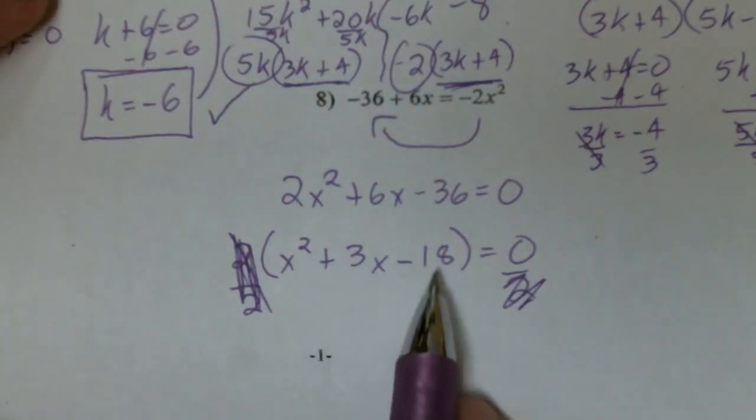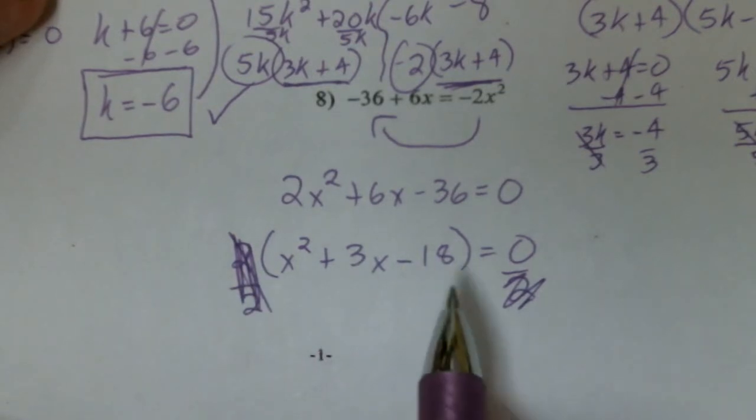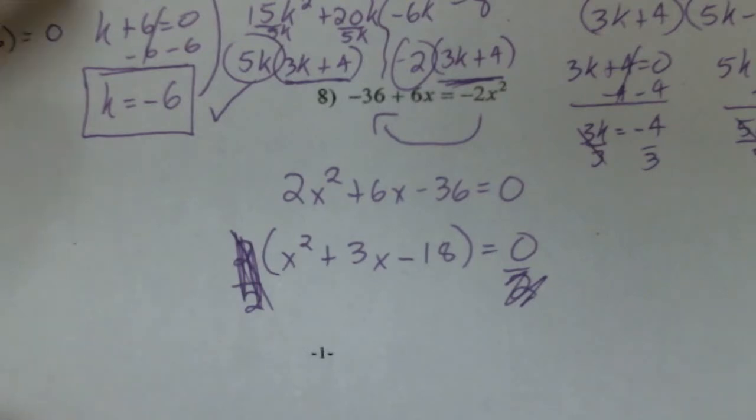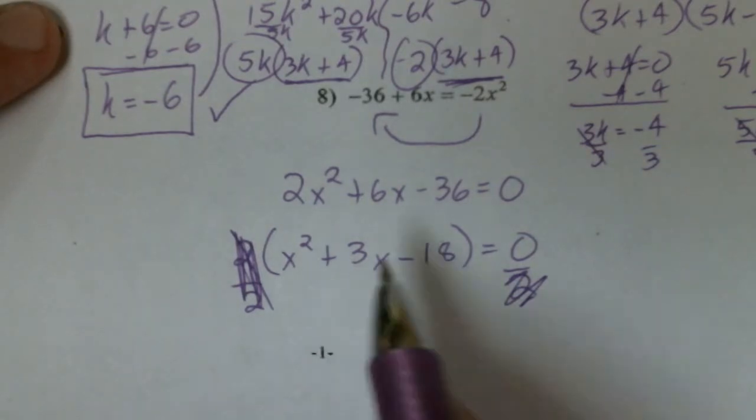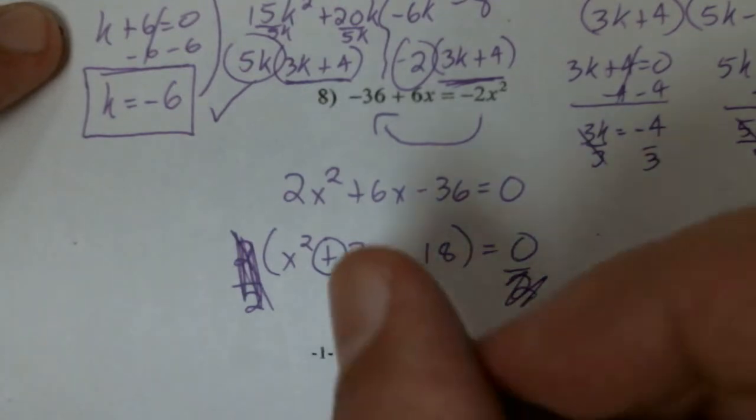So now this is easy. What are the factors of negative 18 that add to 3? What are the first two numbers that pop in your head when you think of 18? I think of 6 and 3. Okay, does that get me to a 3? Yes. And since the middle term has a positive sign, the bigger one's got to be positive.